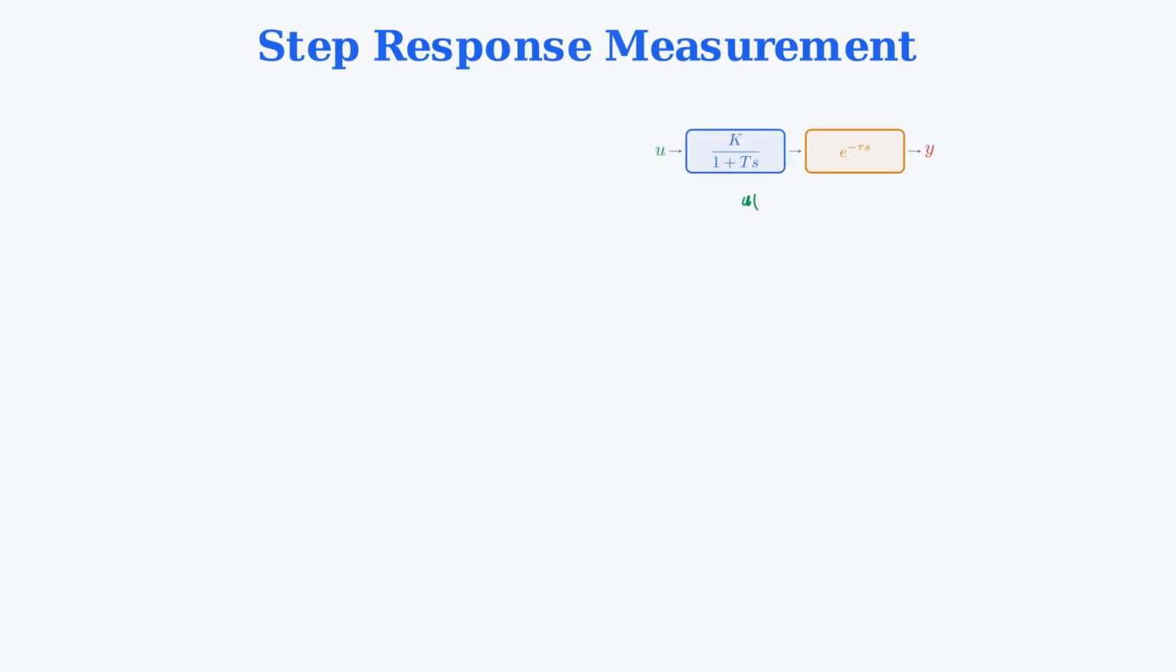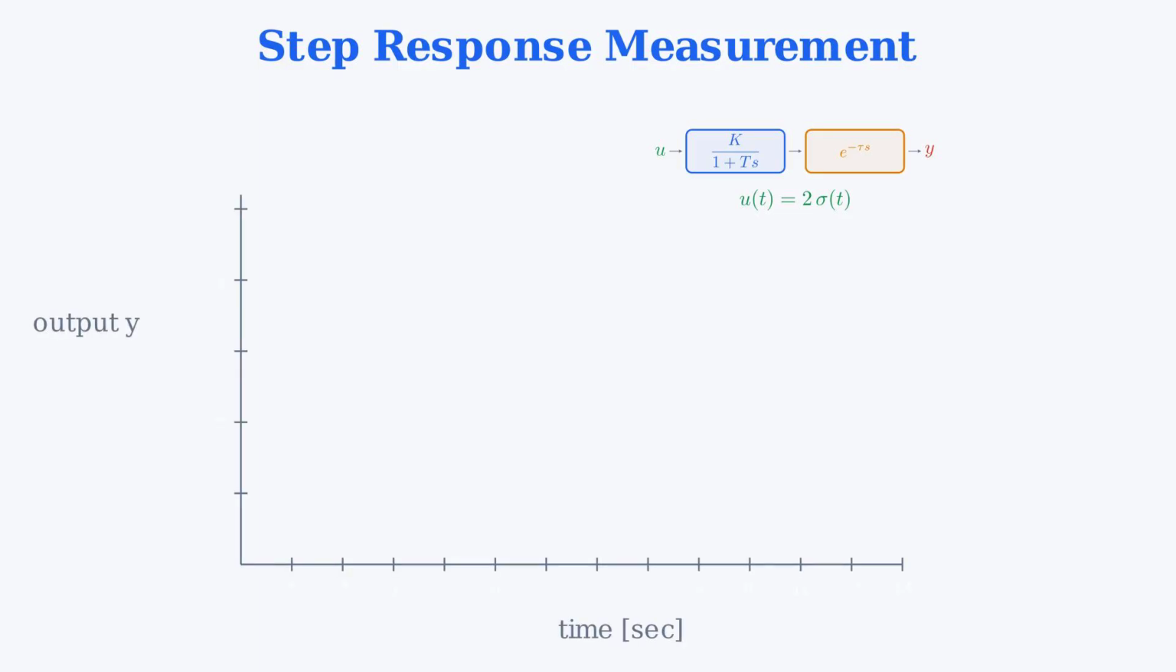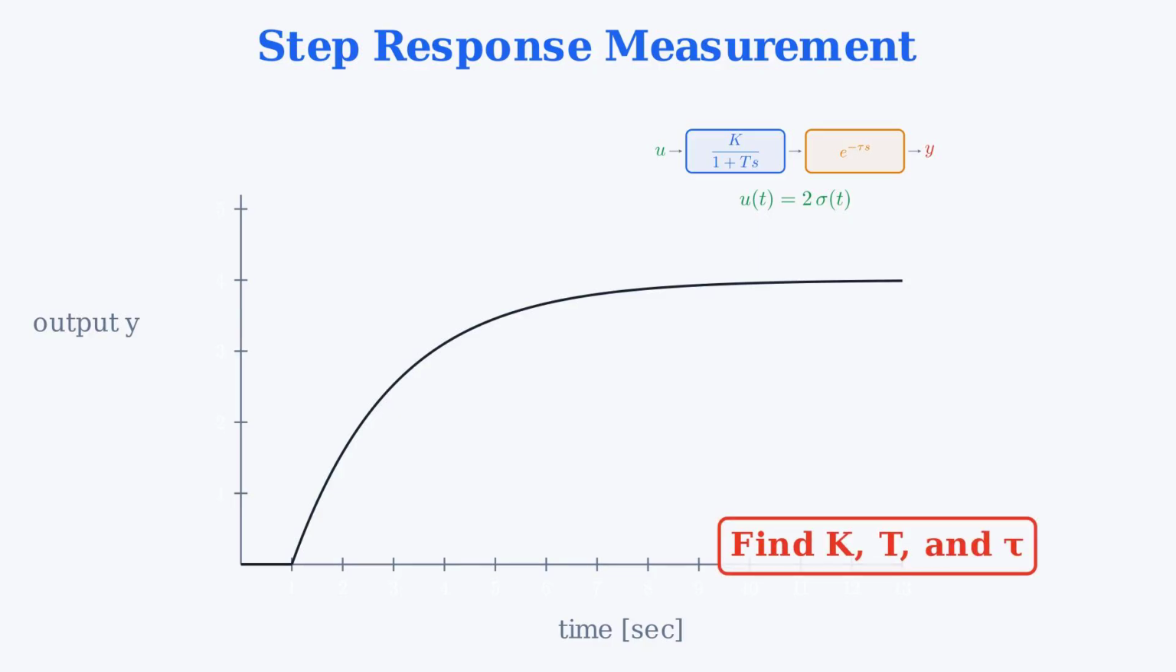Here is the problem. We have a system with three unknown parameters: a gain k, a first-order lag with time constant T, and a time delay tau. The transfer function is G(s) equals k over 1 plus Ts, multiplied by e to the minus tau s. We apply a step input of amplitude 2, u(t) equals 2 sigma(t). The output is recorded and shown in this graph. Our task: determine k, T, and tau from the measurement.